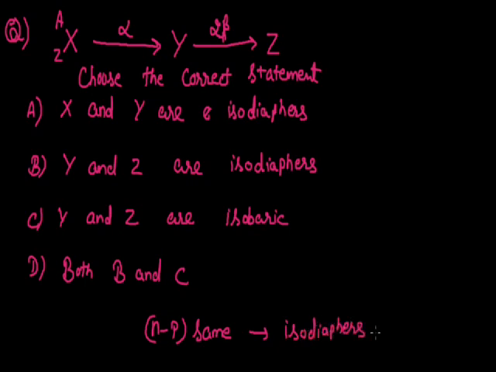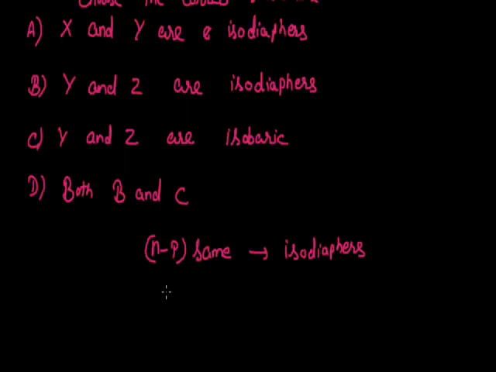So if we are to find whether X and Y are isodiaphers or not, the very first thing, we are to calculate the number of neutrons and protons for these two, and then we can relate whether the given value is the same or not. So now to solve this question we will be calculating the protons, neutrons, atomic number and mass number for these nuclei. The very first nuclei was X. It was going to be converted into Y, and the final one was Z.